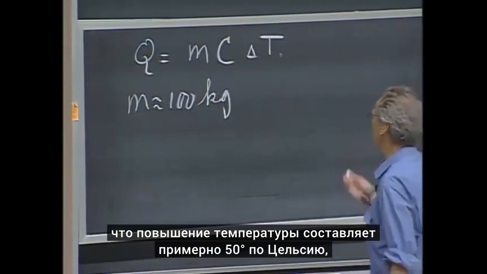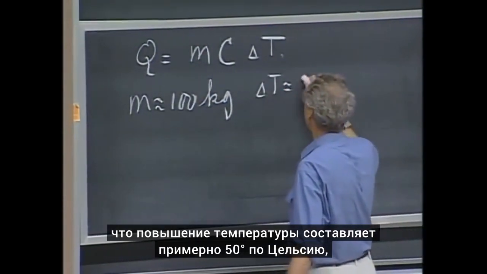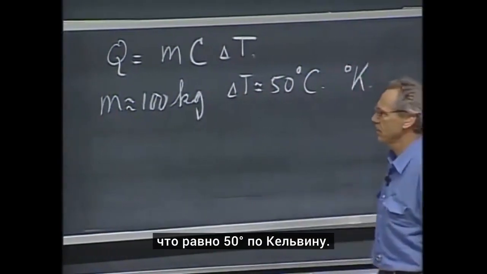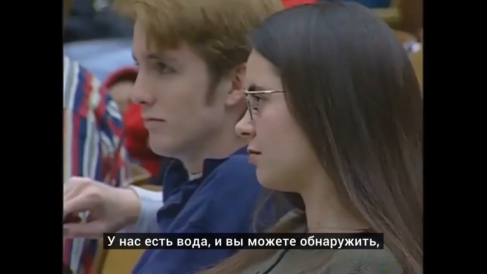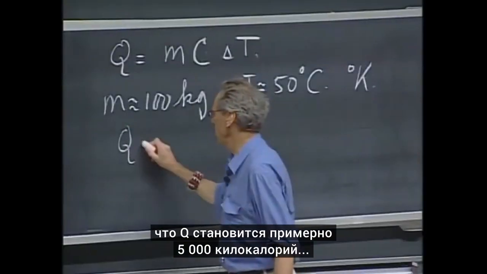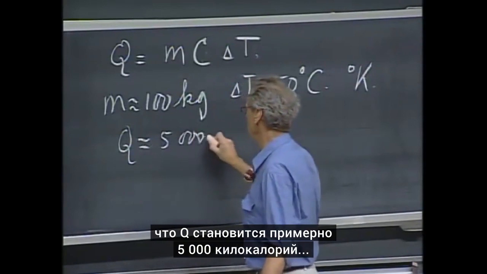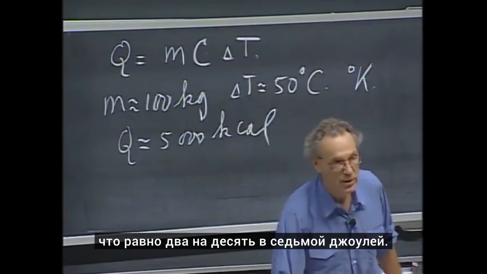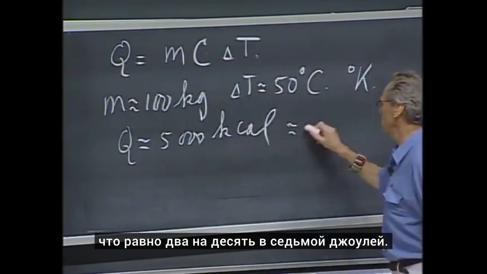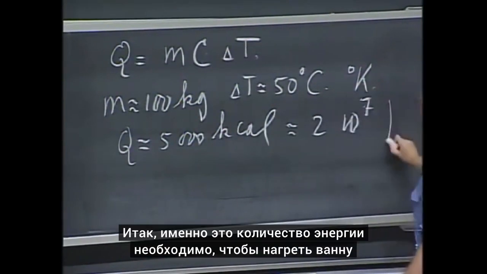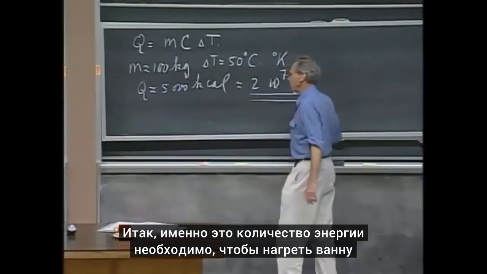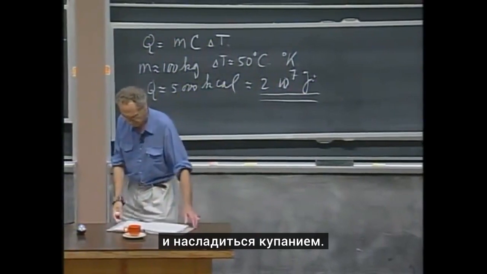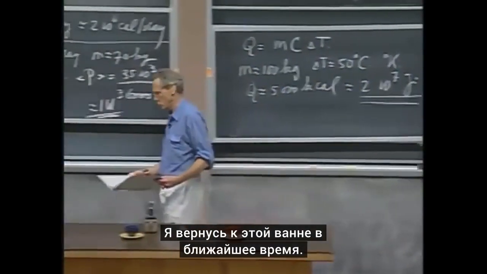And let us assume that the temperature increase is about 50 degrees centigrade, which is the same as 50 degrees Kelvin. We have water, and so you'll find that Q then becomes roughly 5,000 kilocalories. That's how much heat energy it takes, which is 2 times 10 to the 7 joules. So that's the energy that is needed to heat up a bath and enjoy that pleasure. I'll get back to this bath very shortly.